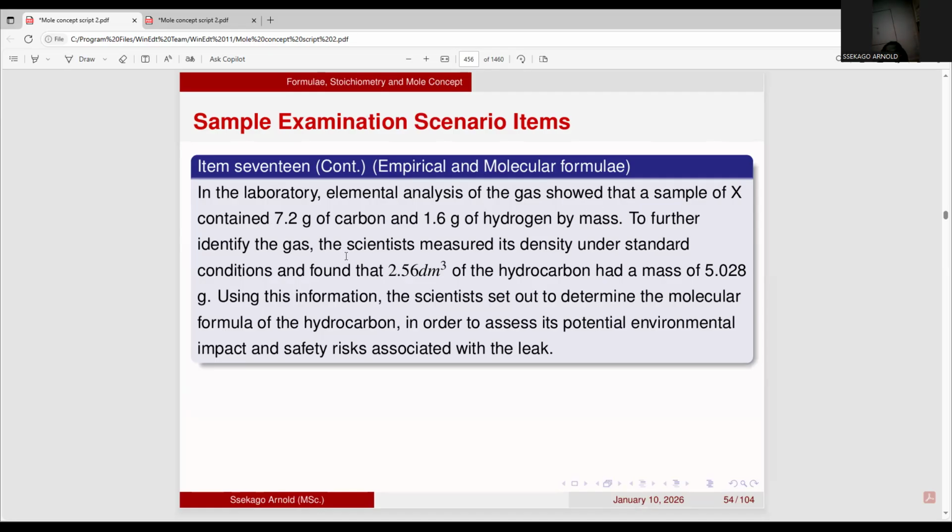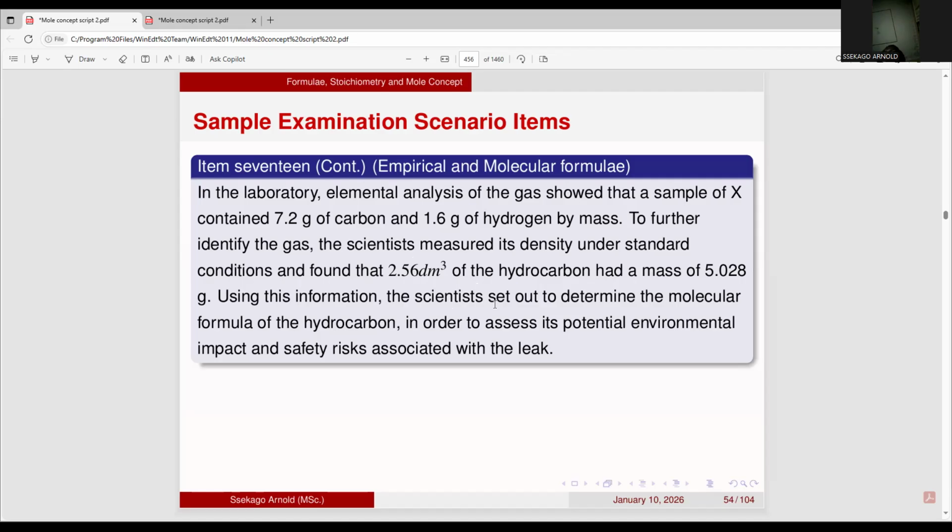To further identify the gas, the scientists measured its density under standard conditions and found that 2.56 decimeters cubed of hydrocarbon had a mass of 5.028 grams. Now this information is very important. This information is going to help us determine molecular mass.